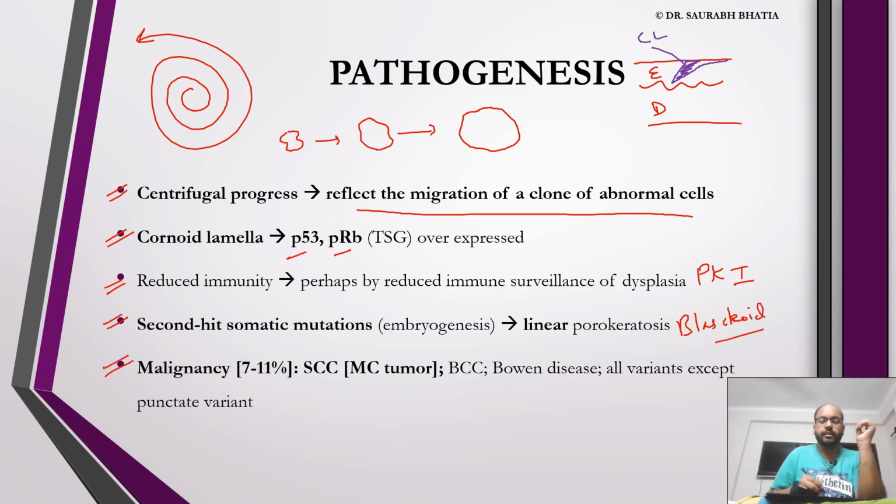Now, porokeratoses are associated with malignancy. At least some kinds have a stronger association as compared to other kinds. Roughly 7 to 11% of the cases can have skin malignancies, and the most common tumor reported is squamous cell carcinoma. Other carcinomas like BCC and Bowen's disease have been implicated in porokeratosis. Now, all variants have a reported association with malignancy except the punctate variant, and this could be a good MCQ question. Okay, except the punctate variant. Let's move forward.